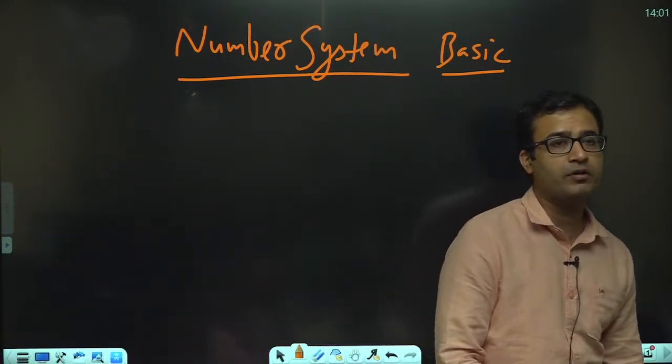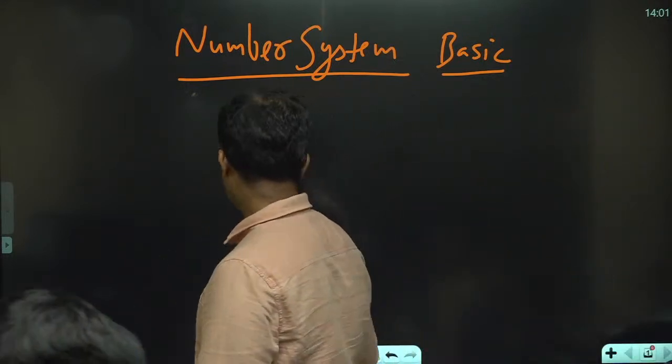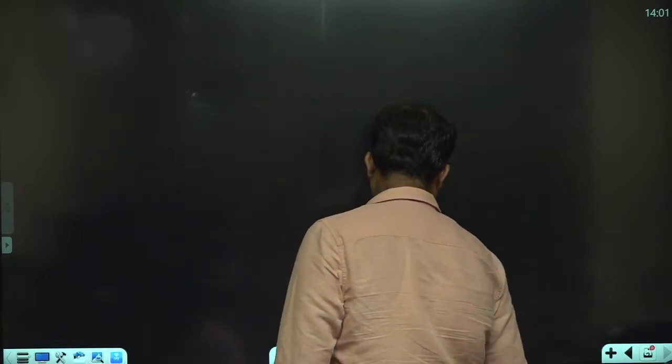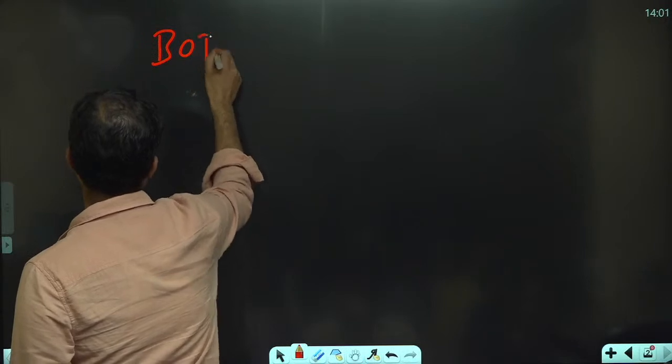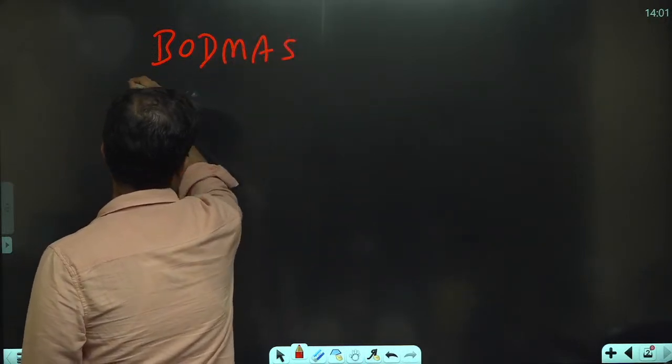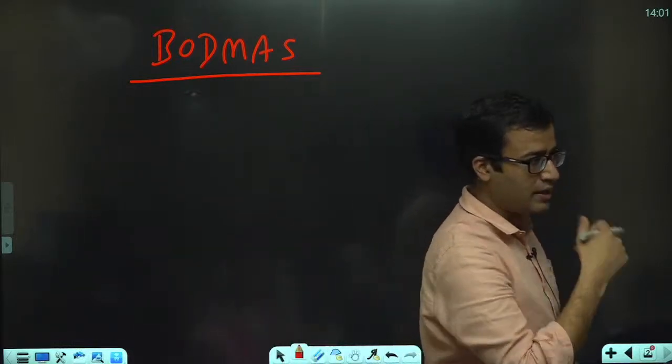I have given you homework. I think all of you have done tables, square values, cube values. So here what I will do, I start with the very basic concept, that is the rule of BODMAS.